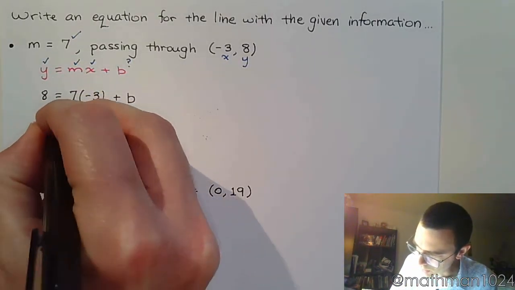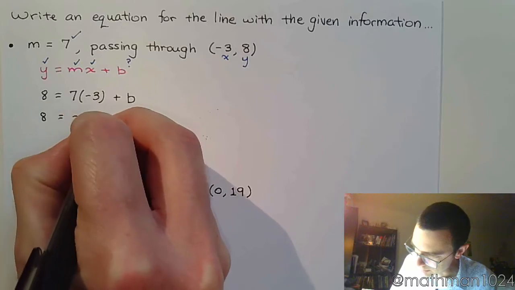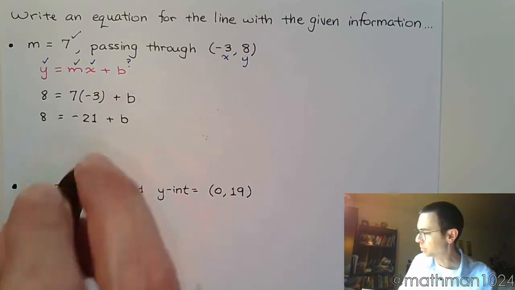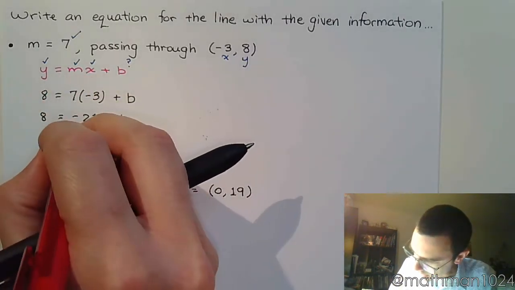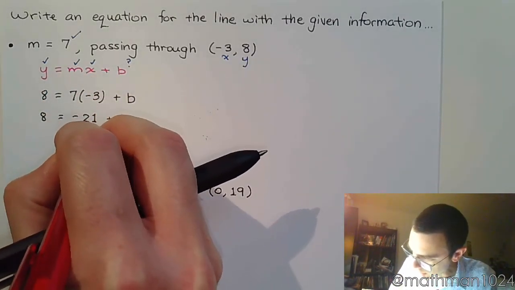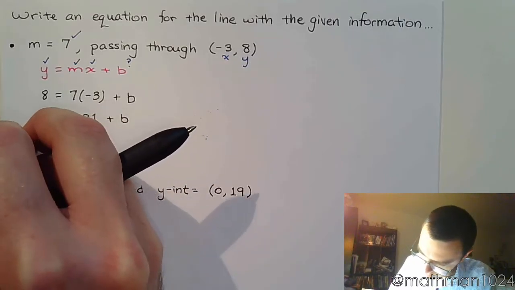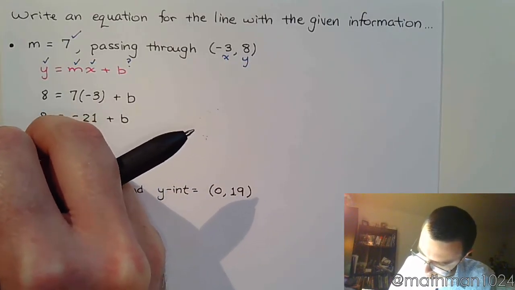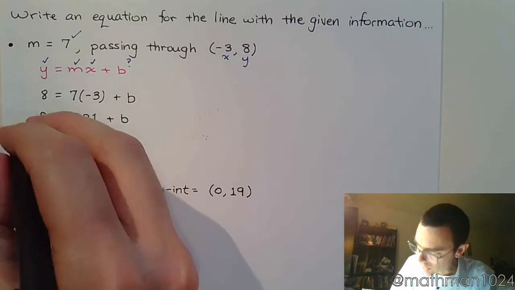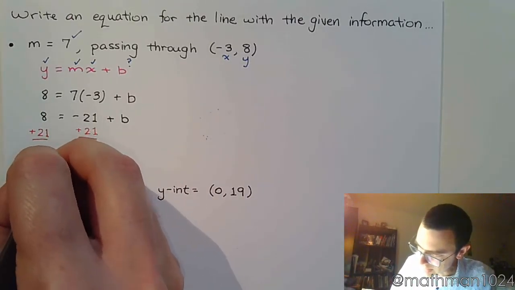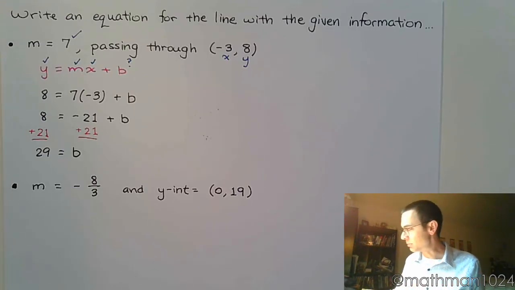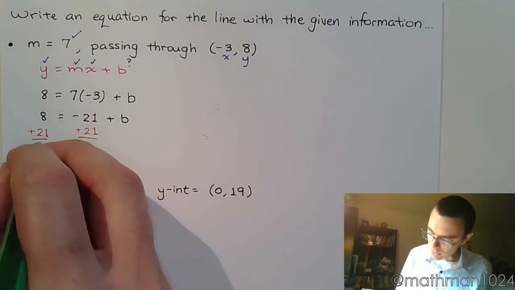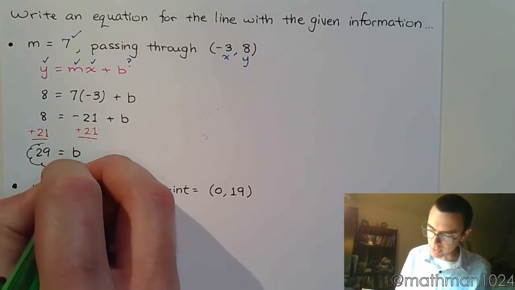So 8 is equal to negative 21 plus b. And then we just want to isolate the b by adding 21 to both sides. And so now we have that 29 equals b. But here's what we need to understand about that. Just because b equals 29 doesn't mean that we're done. Okay? So b equals 29 is only part of what we need.